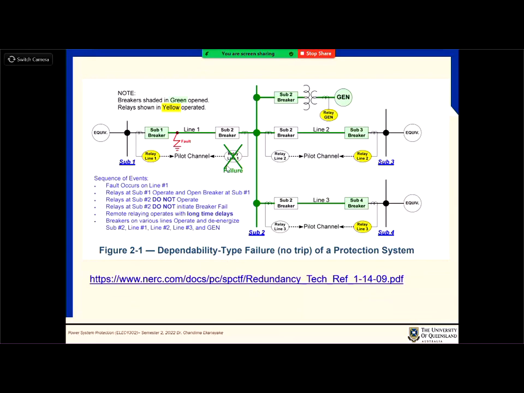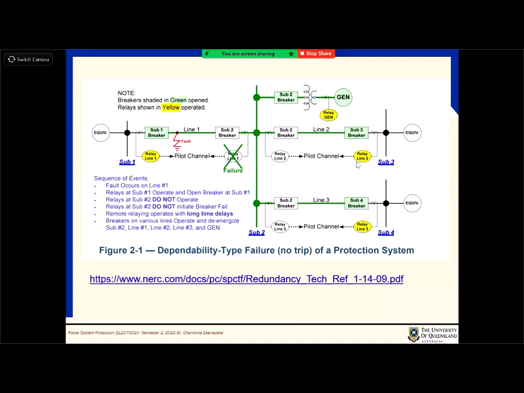Here, for dependability, you can see that a fault occurred in line 1. Of course this relay operated and then the circuit breaker opens, but this relay didn't work, right? So dependability means that when it has to trip, it should trip. Now this one didn't operate properly, but then you can see that the other relays now detect this fault.